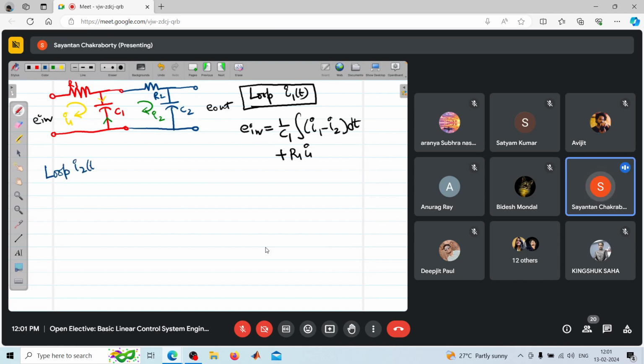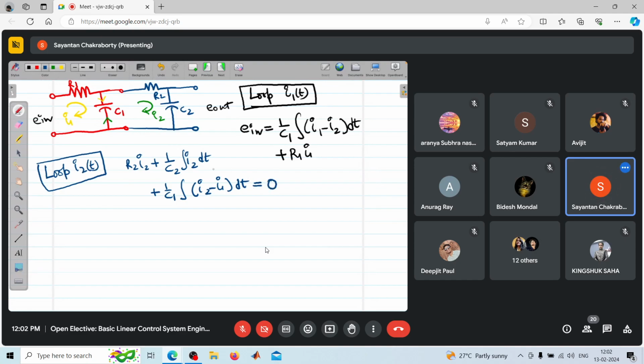Similarly, for loop I2t, what it will be? That will be R2 I2 plus 1 by C2 integration I2 dt. And there will be this capacitor again plus 1 by C1 integration I2 minus I1 dt is equal to 0. And we have the customary output E out is equal to 1 by C2.